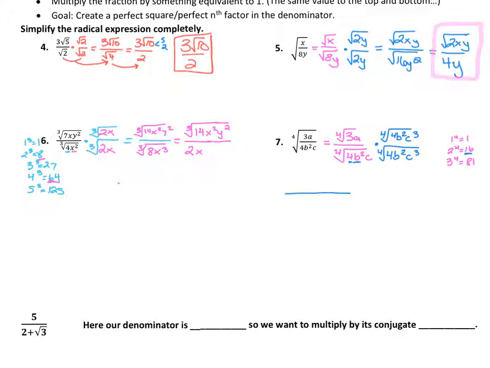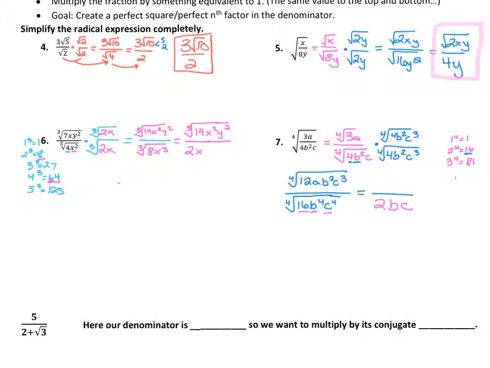So in the bottom, I'm going to get the fourth root of 16, b to the fourth, c to the fourth. In the numerator, I'm going to get the fourth root of 12ab squared c cubed. So if I look at the bottom and I go to simplify, the fourth root of 16 is 2. The fourth root of b to the fourth is b. The fourth root of c to the fourth is c.